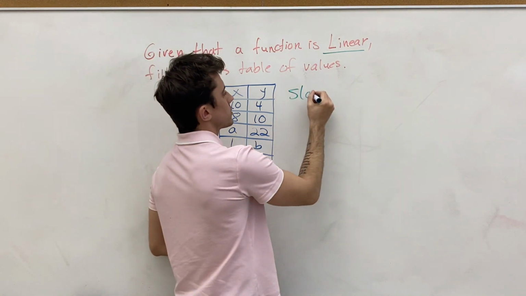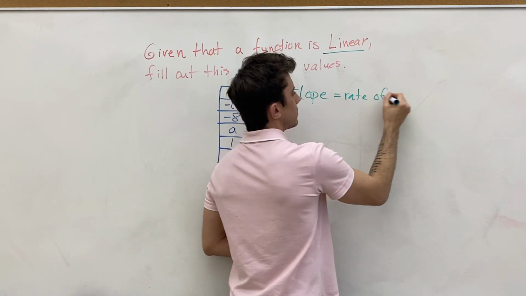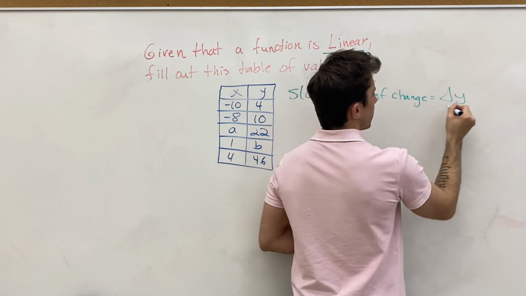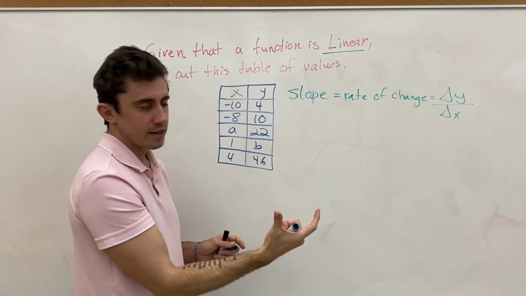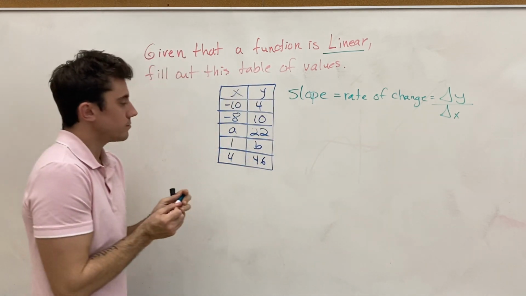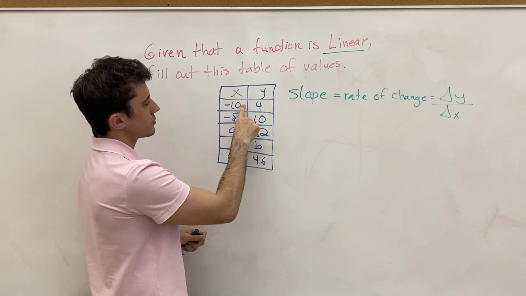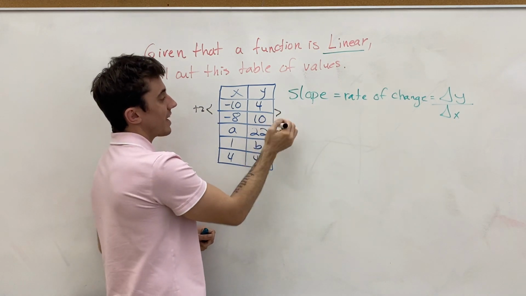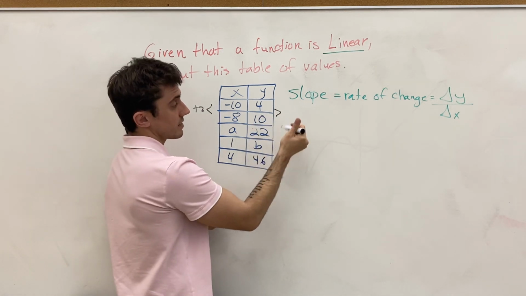Now, we can look at the slope of our function, which is really its rate of change. And that is defined by the change in y, denoted by delta y, meaning the change in y, divided by the change in x, okay? So, if we look at the first two rows of our table of values, right, x goes from -10 up to -8, and so it's increasing by 2. And then at the same time, while x increases by 2, y increases by 6, right?